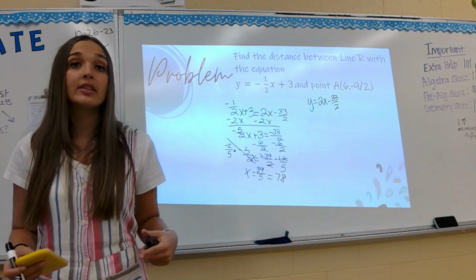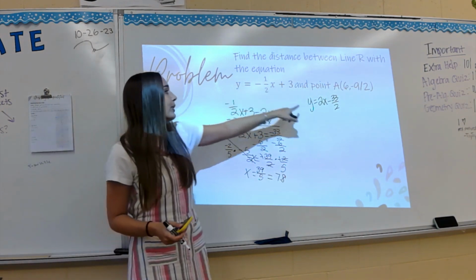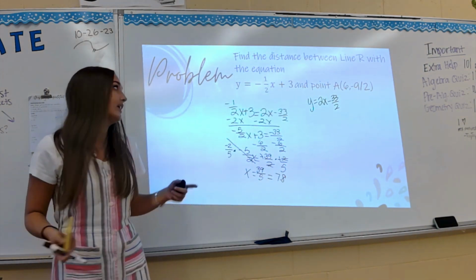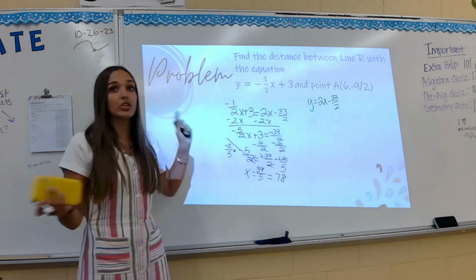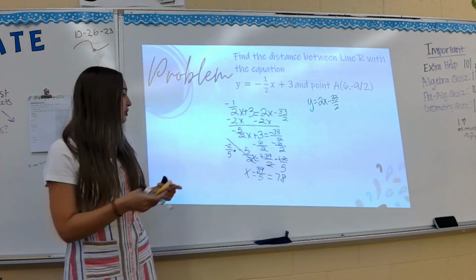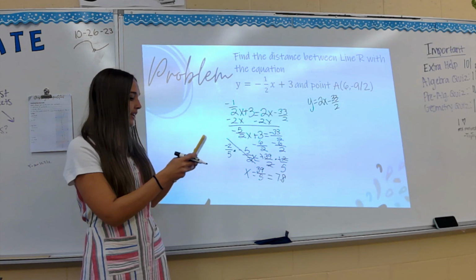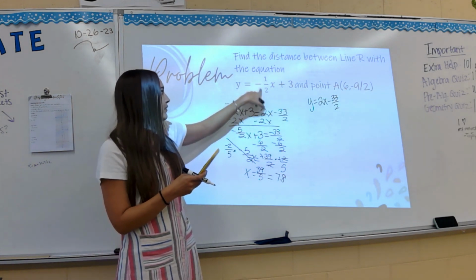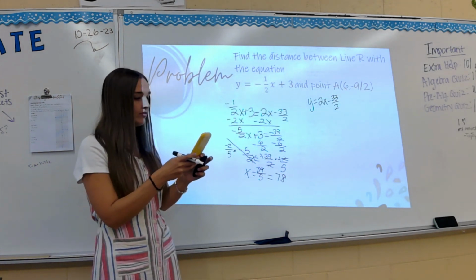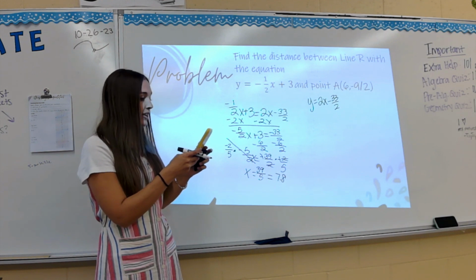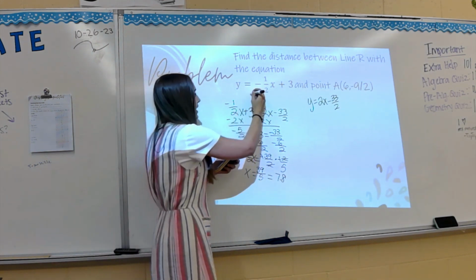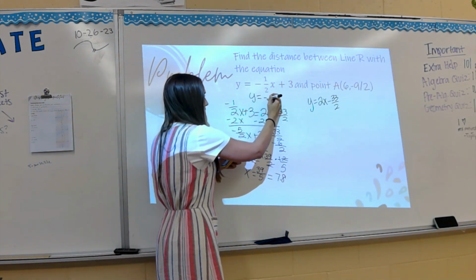Once I find my x, I'm going to plug it into one of these equations. I'm going to check both just to make sure I'm correct. But either of these equations, they both should give us the same answer, seeing that they're equal to each other. So I have to do 7.8 times -1/2, and then add 3. And that one gives me my y as -0.9.